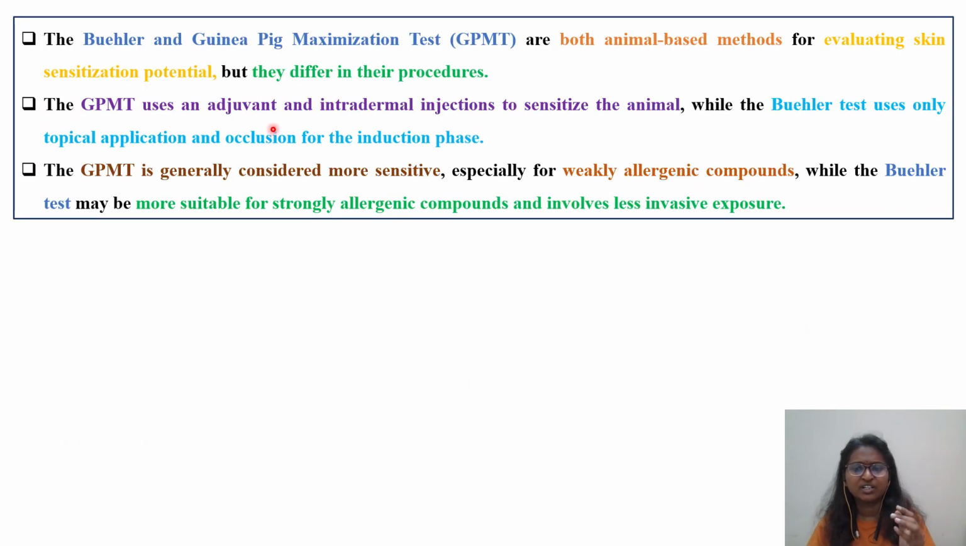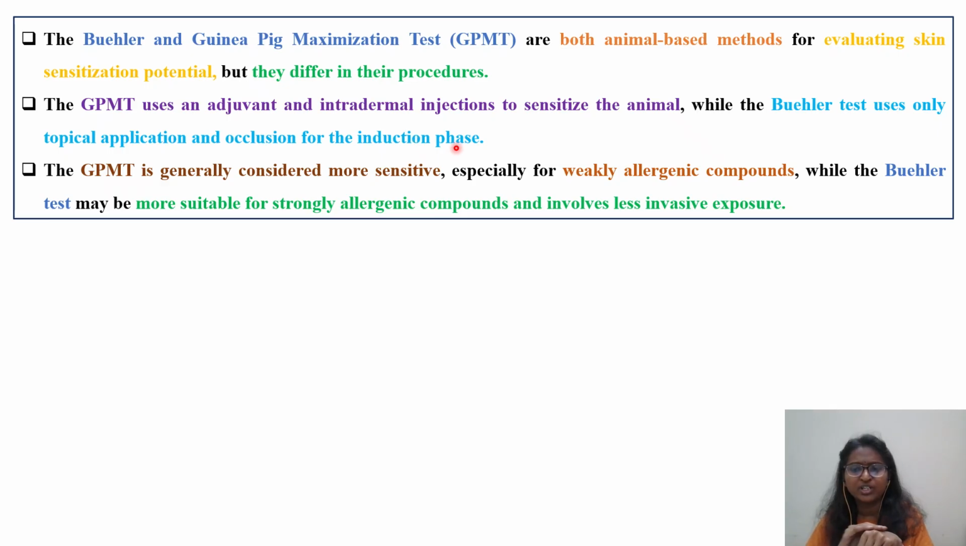So let's see what else we can learn about this Buehler assay. The Buehler and guinea pig maximization tests are both animal-based methods for evaluating skin sensitization potential, but they differ in their procedures. What is the difference between these two procedures? The GPMT uses an adjuvant and intradermal injections to sensitize the animal. First of all, the animal is not in a sensitized stage, so by giving the intradermal injection, you first sensitize the animal, while the Buehler test uses only topical application with occlusion for the induction phase.